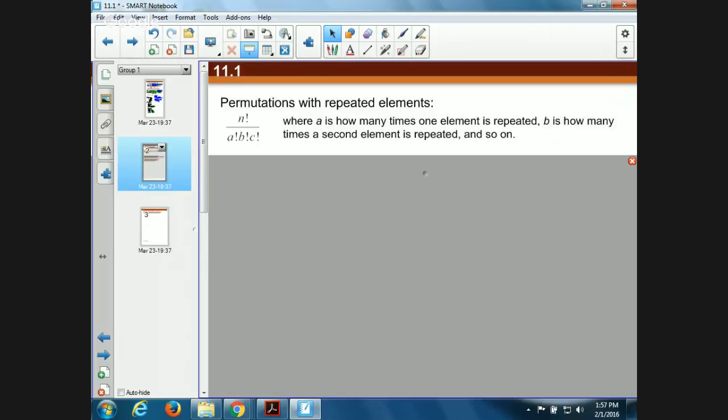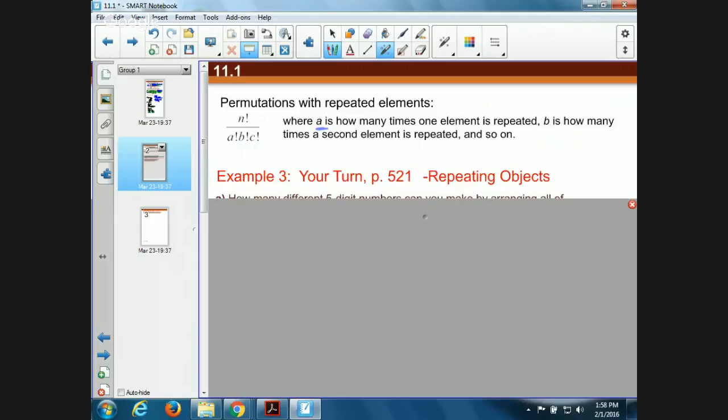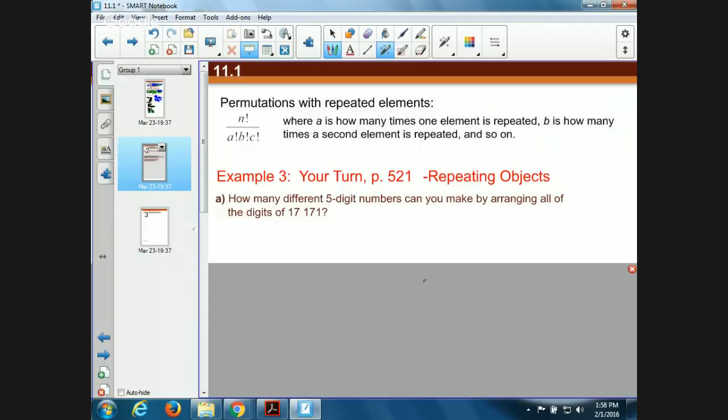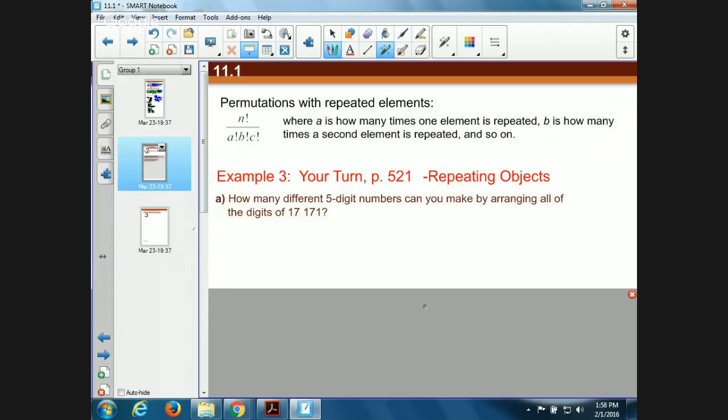Permutations with repeated elements. Write this down. I'll assume you pause the video and write this down. Okay. You've written it down. n factorial over a factorial, b factorial, c factorial on the denominator. Now, a is how many times one element is repeated, b is how many times the second element is repeated, and so on. You could have a, b, c, d, e, like many things repeated. Now, this is following the worked example. I'm only going to do a for repeating objects.